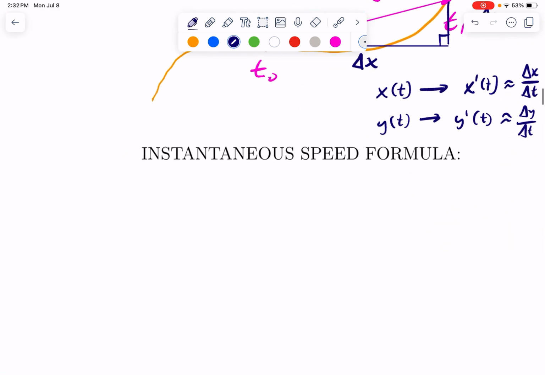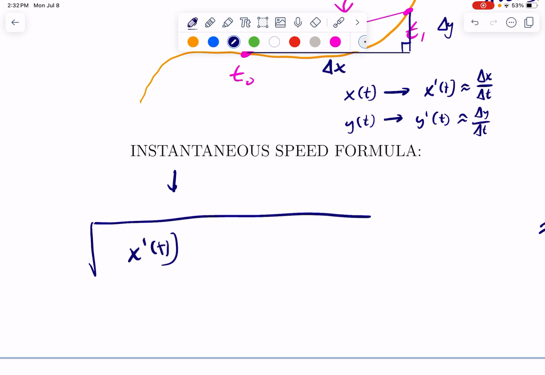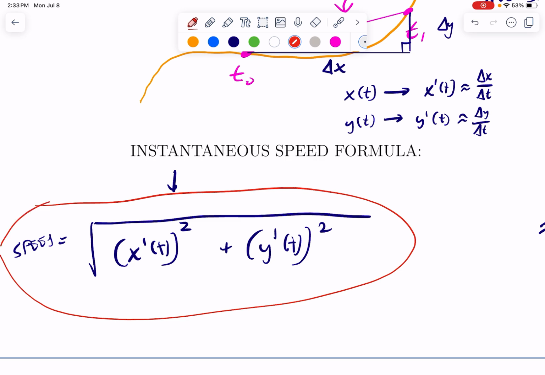But here is our instantaneous speed formula. It is the square root of the derivative of x squared plus the derivative of y squared. This is assuming that x and y independently are differentiable functions of time. If we know which function gives us the position for x and which function gives us the position for y, and you want to know the overall rate at which the particle is moving, that's your speed formula.